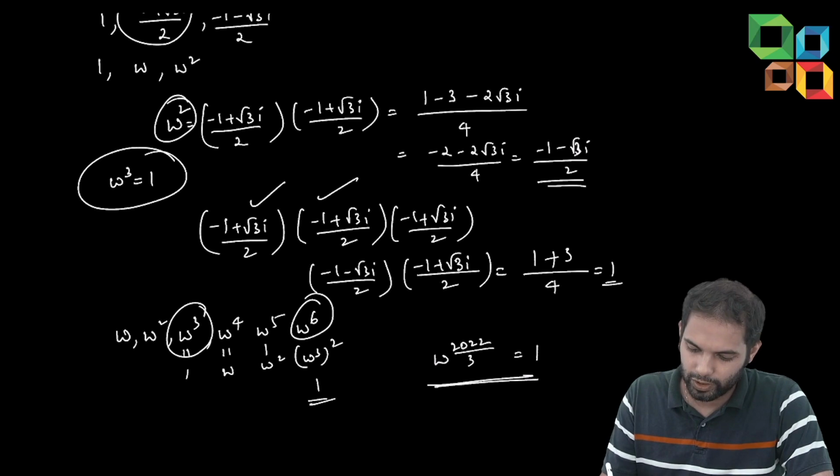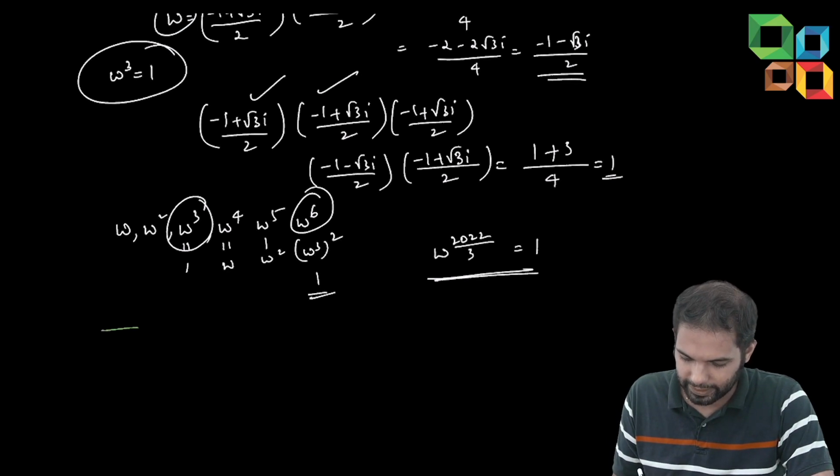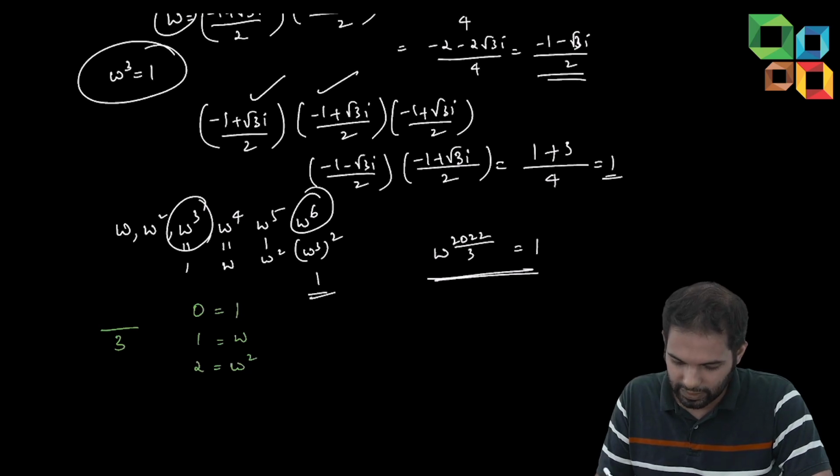So all you have to do is figure out the powers and divide by 3. If the remainder is 0, then your answer is 1. If the remainder is 1, your answer is omega. If the remainder is 2, the answer is omega square. Simple. You can look at this.